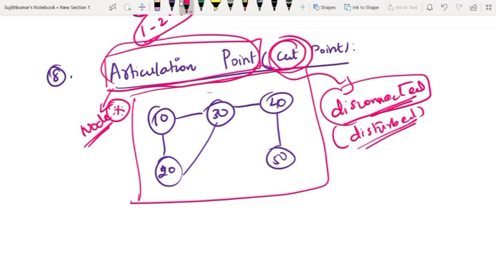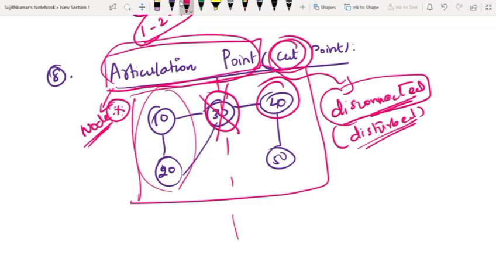I hope you have got it. The articulation points for this graph are 30 and 40. If you remove 30, it will separate the graph into two pieces: this will be one graph and this will be another graph. So that's definitely an articulation point. And if you remove 40, it automatically removes 50 also, but we don't want that.